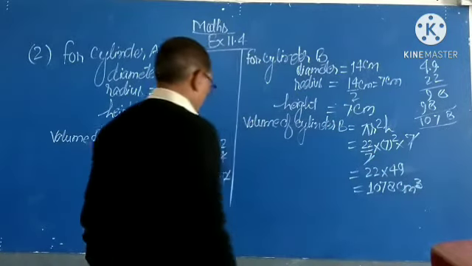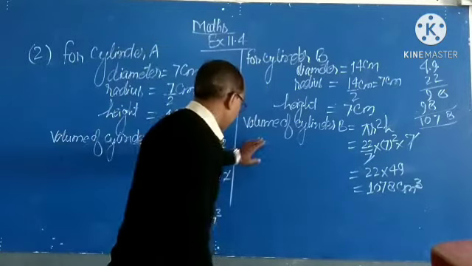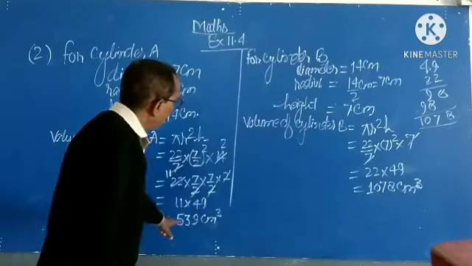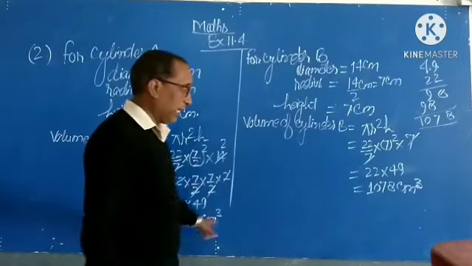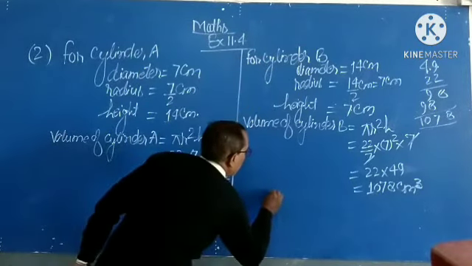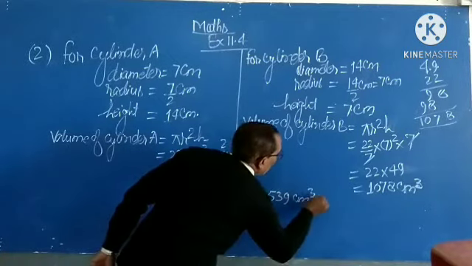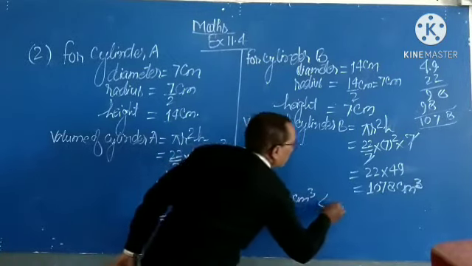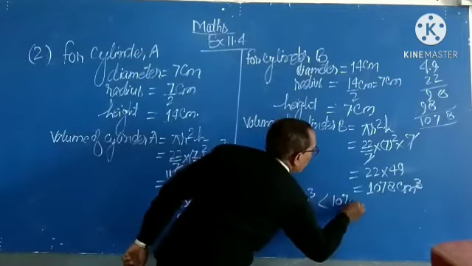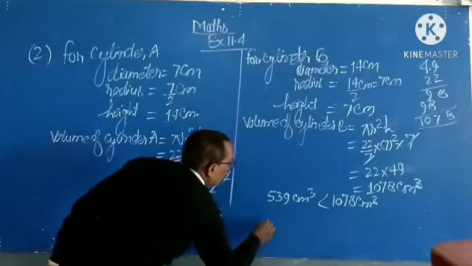Means whose volume is greater? Volume of cylinder B is greater. When you compare 539 centimeter cube and 1078 centimeter cube, 539 centimeter cube is less than 1078 centimeter cube.